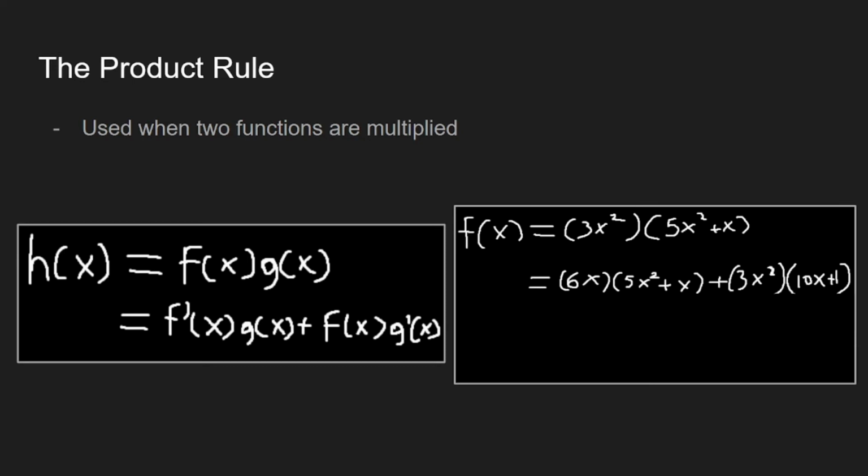We can then multiply it out, which gives us 30x to the third, 6x squared, 30x to the third, plus 3x squared. We can then combine our terms, which gives us the simplified answer of 60 times x to the third, plus 9 times x to the 2.